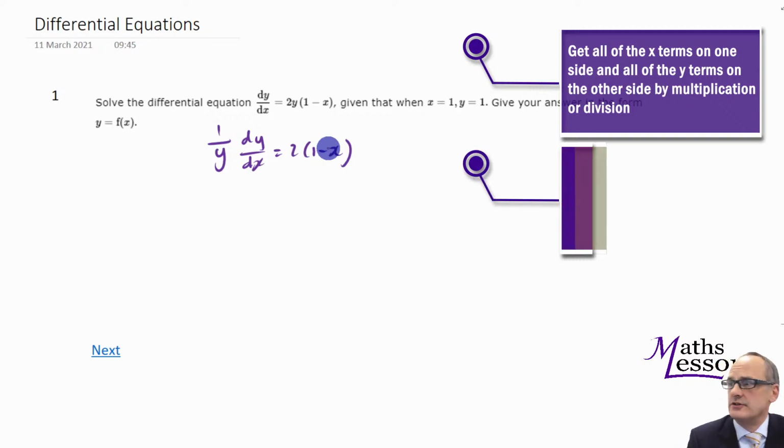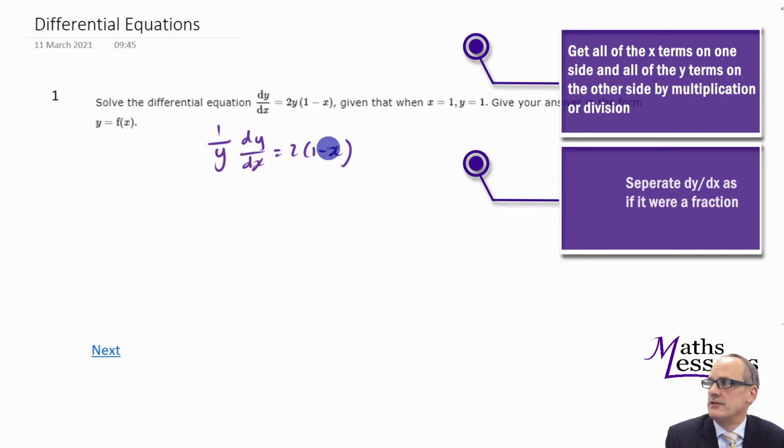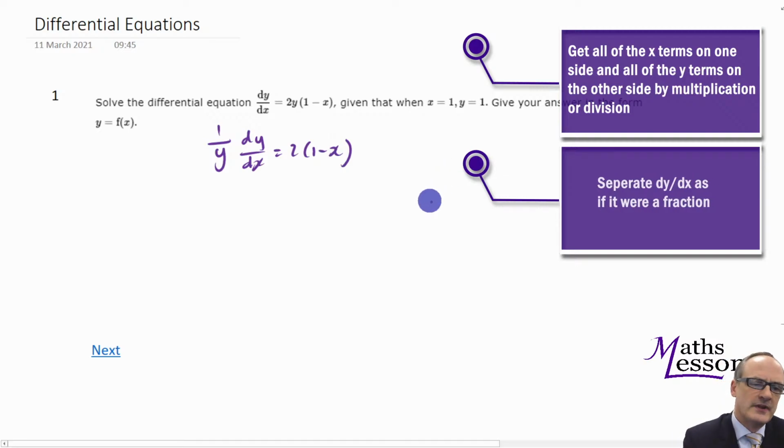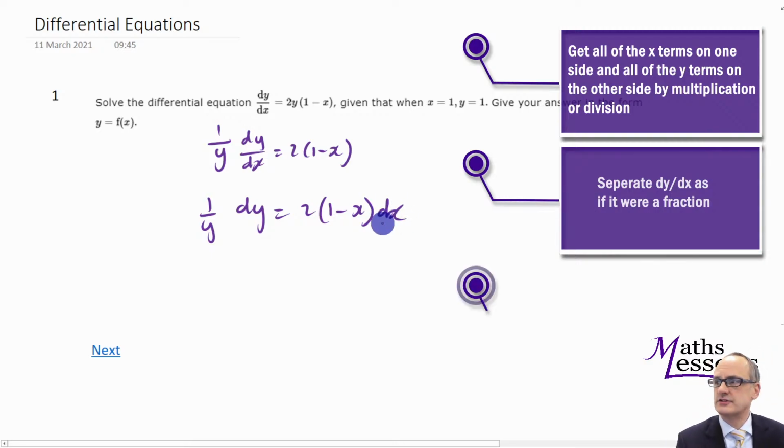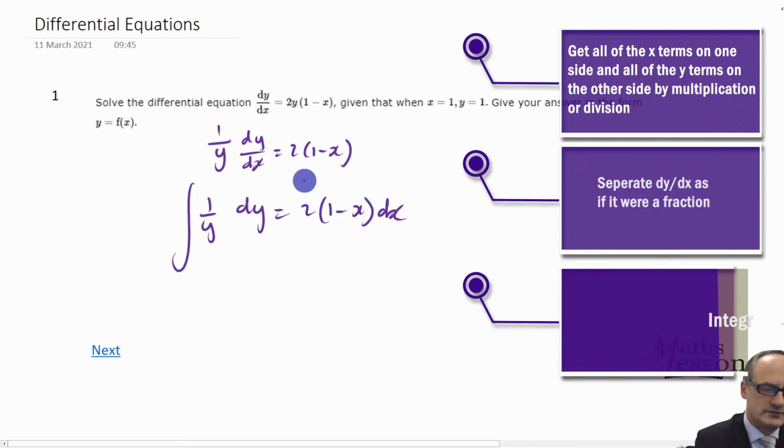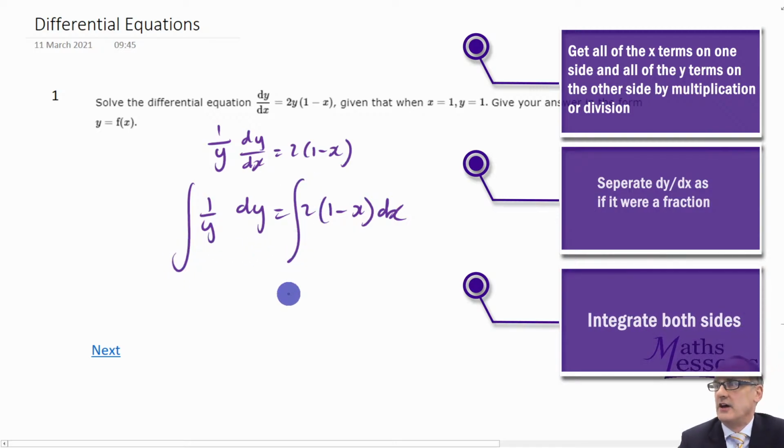The next thing we need to do is separate out the dy by dx as if it was a fraction. Now, this is not normally the way I teach this. I normally encourage people to integrate both sides with respect to x, but for purposes of just getting it done in the test, you can just think of this as a fraction and bring the dx over here. So 1 over y dy equals 2 open brackets 1 minus x dx. And then all we do is integrate both sides. So we put the integral sign there, and there, and we're ready to integrate.